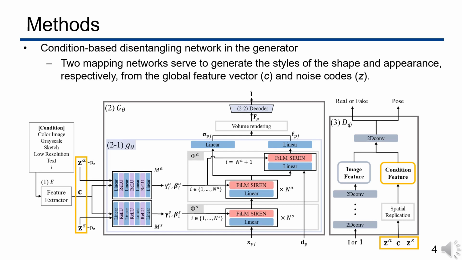Next, let me explain the fine details of our generator network. The generator network consists of mapping networks, MLP blocks, and a CNN decoder network. The two mapping networks serve to generate the styles of the shape and appearance respectively, based on the global feature vector and noise codes. The MLP blocks encode style features using pairs of linear layer and activation function of feature-wise linear modulation. For computation and memory efficiency, after volume rendering the features in small spatial size, we utilize a 2D CNN decoder network to upsample the features to RGB images at a higher resolution.